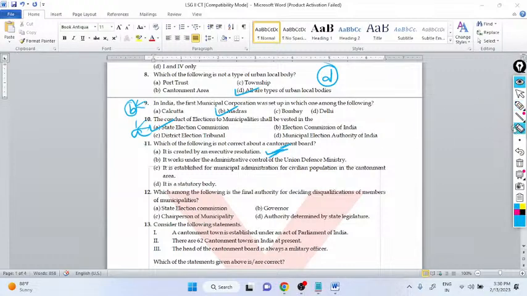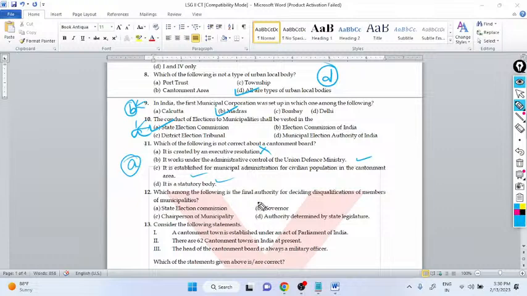Cantonment boards are established under the Cantonment Act 2006. Earlier it was 1924, but 2006 repealed the act and it is the new act under which cantonment boards are established. So that is incorrect. All are correct. So answer is A.